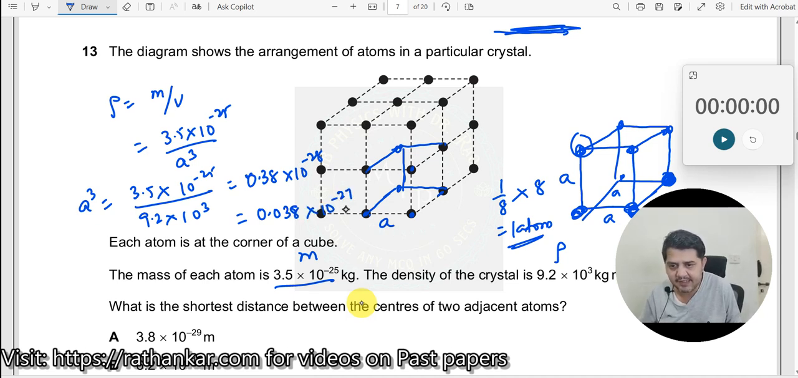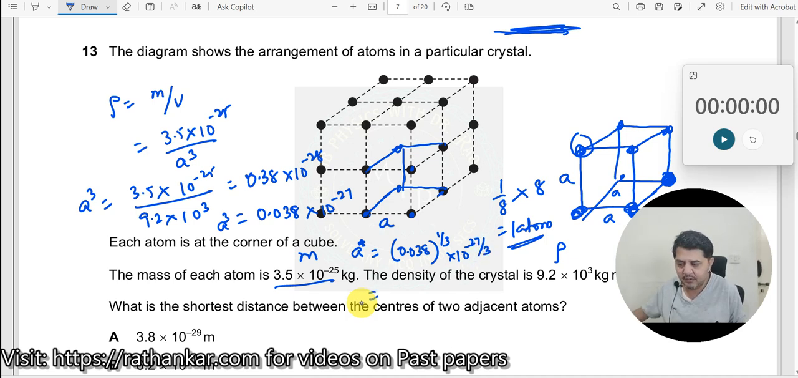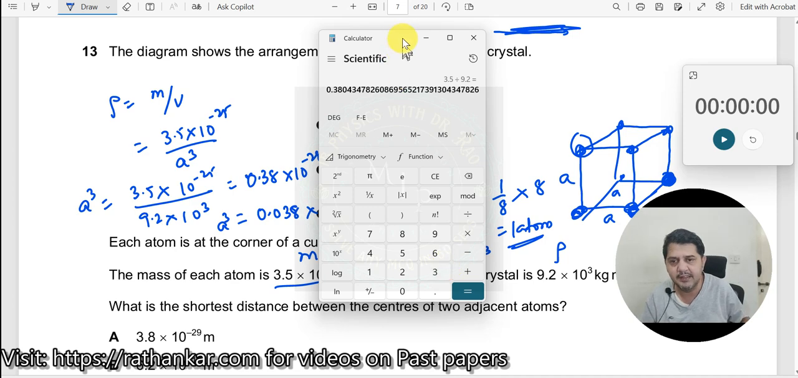Why did I take 27? Because this is A cube here. If I take the cube root of it, what do I get? A should be equal to 0.038 all to the power of 1 by 3 into 10 power minus 27 whole to the power of 1 by 3. This is very easy for me to calculate, right? Because 3 9s are 27, I can easily get it. So I need to just find out what this value here is. Once again, without a calculator, can't do anything with this.